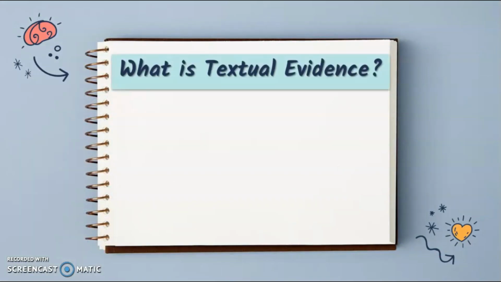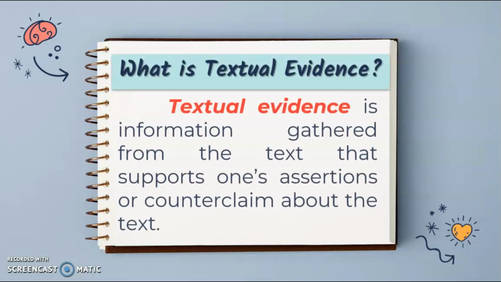What do we mean by textual evidence? When we say textual evidence, it is information gathered from the text that supports one's assertions or counterclaim about the text. It is a specific part of a text which illustrates or proves a point and adds credibility to your argument. Textual evidence is required anytime you draw a conclusion, make an inference, or make a prediction about a text to show why you think that way.